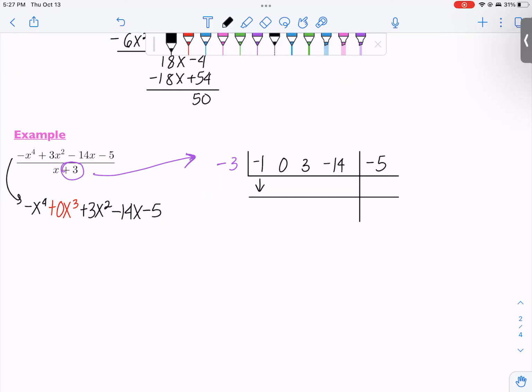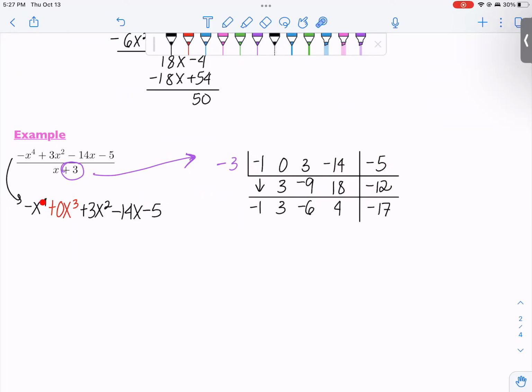Drop down the negative 1. Negative 1 times negative 3 is positive 3. 0 plus 3 is 3. 3 times negative 3 is negative 9. 3 minus 9 is negative 6. Negative 6 times negative 3 is 18. Negative 14 plus 18 is 4. 4 times negative 3 is negative 12. And negative 5 minus 12 is negative 17.